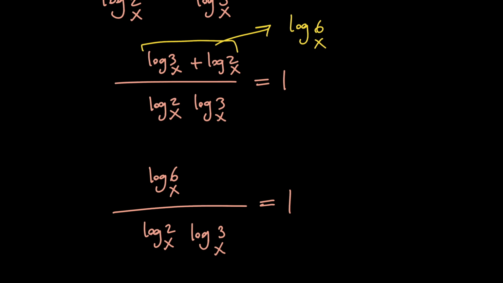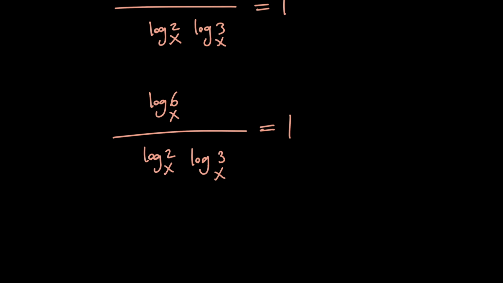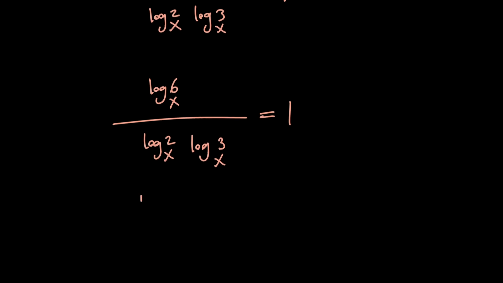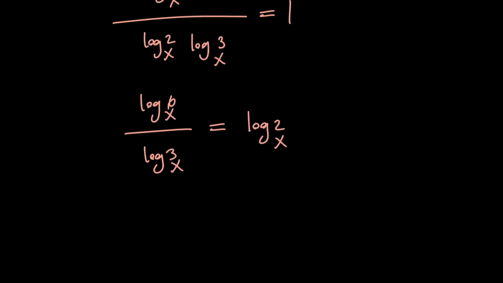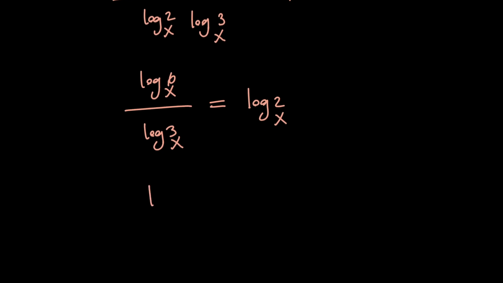Next, let's go ahead and multiply both sides by log of 2 with base x. So we're going to have log 6 with base x over log 3 with base x equals log 2 with base x. Next, let's go ahead and use the change of base formula backwards on the left-hand side. So we're going to have log of 6 with base 3 equals log of 2 with base x.